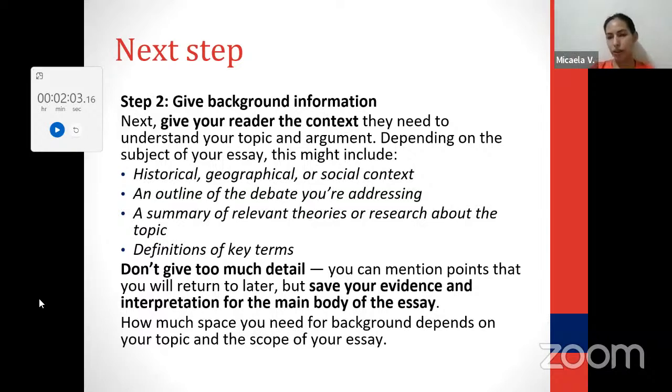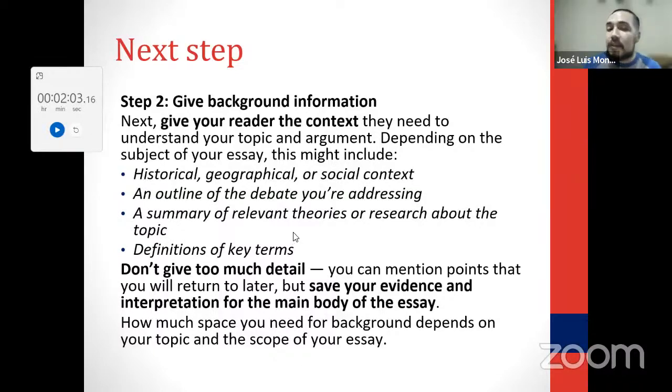Okay, step 2, give background information. Next, give your reader the context they need to understand your topic and argument. Depending on the subject of your essay, this may include historical, geographical, or social context, an outline of the debate you are addressing, a summary of relevant theories or research about the topic, definition of key terms. Don't give too much detail. You can mention points that you will return to later, but save your evidence and interpretation for the main body of the essay. How much space you need for background depends on your topic and the scope of your essay. Okay, thank you very much, Miguel.